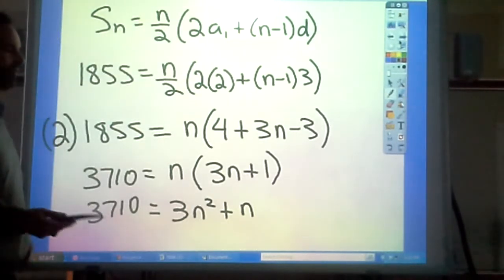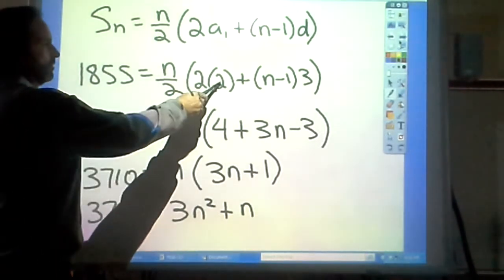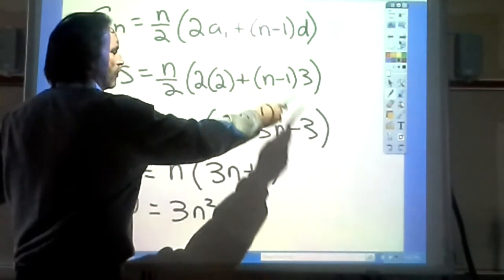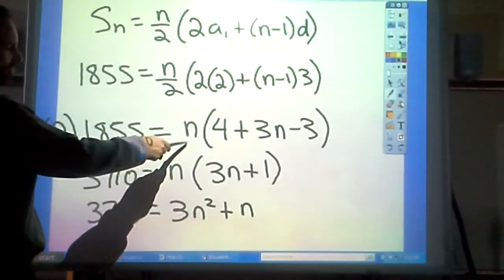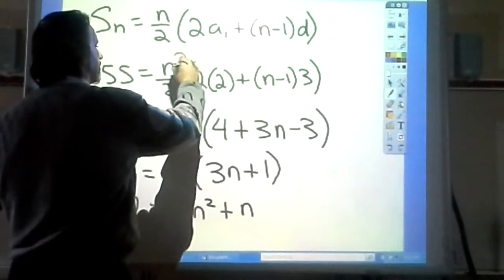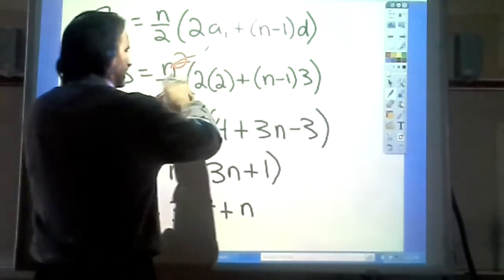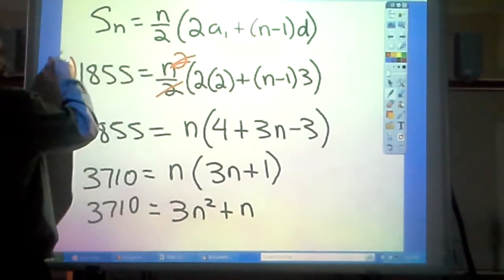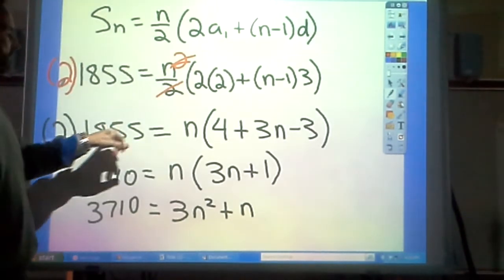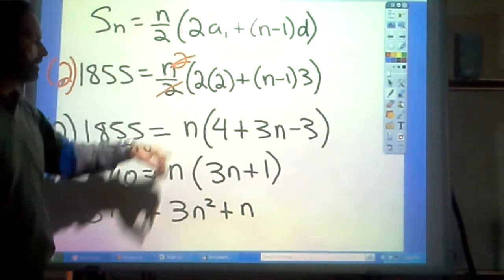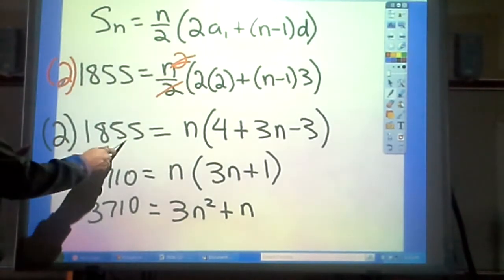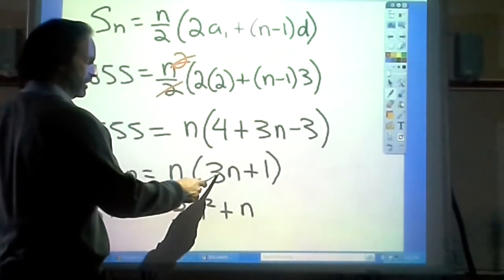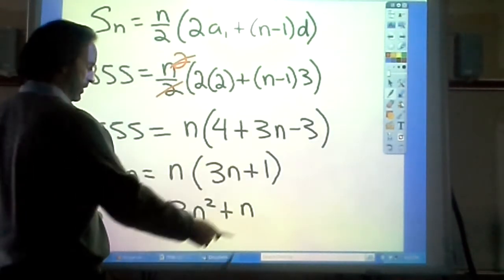So what I'm doing here is just simplifying. Notice I plug in 2 for my first term. 2 times 2 is 4. 3 times n is 3n, and 3 times negative 1 is negative 3. And notice what I ended up doing was multiplying both sides by 2. I don't need to do it to both, just one time, because this is multiplication. Notice here's that 2 times 1855. That 2 times this gets rid of that 2. So I've got 2 times 1855 is 3710. And here I've got 4 minus 3 is 1 and 3n. So n times 3n is 3n squared, and n times 1 is n, and I've got 3710.